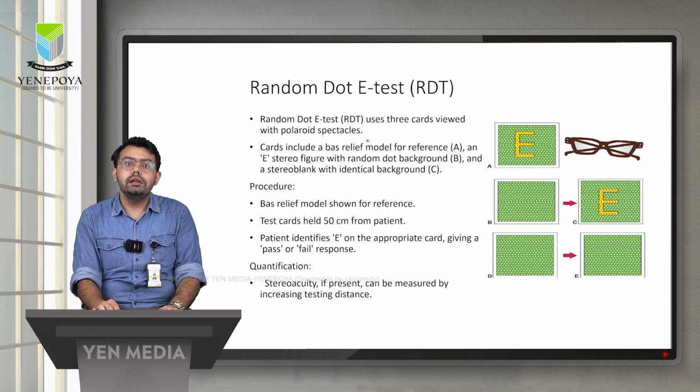Random dot E test. In this, 3 cards are given to the patient, and the patient views them with polarized glasses. Card A is a base relief model for reference, each stereo figure with a random dot is card B, and a stereo blank with identical background is card C. The patient holds the chart 50 cm away, wears the polarized glasses, and has to identify the E, whether it's a pass or a fail.